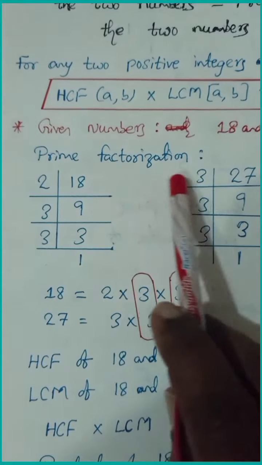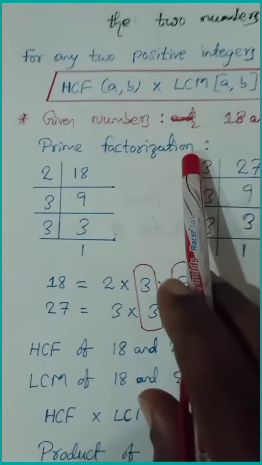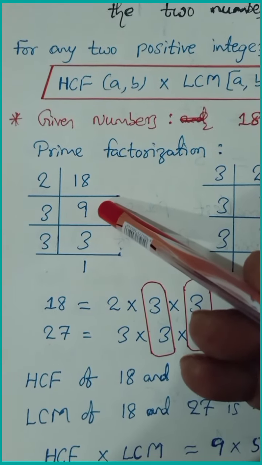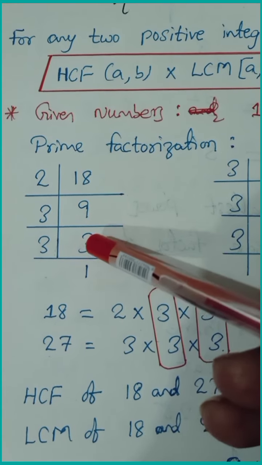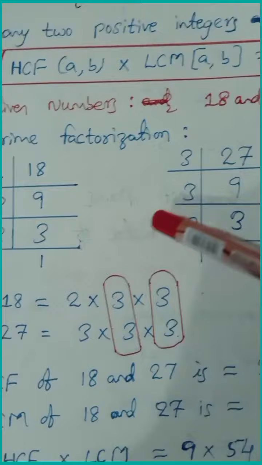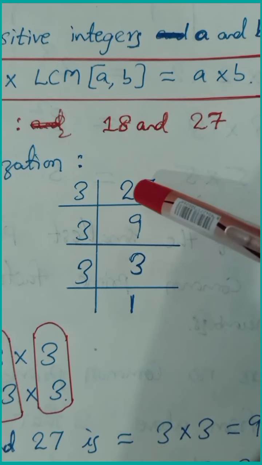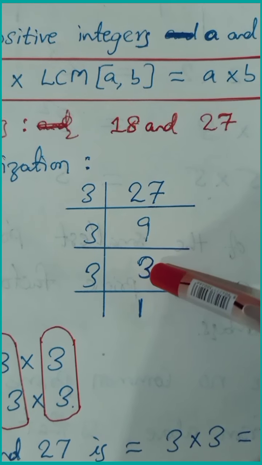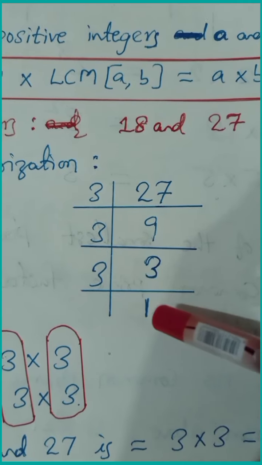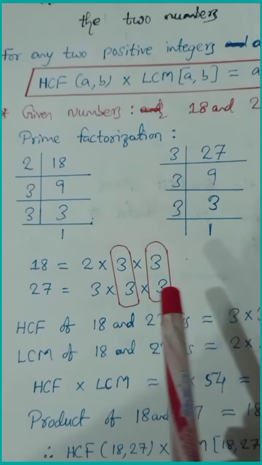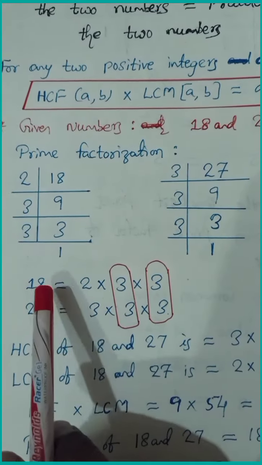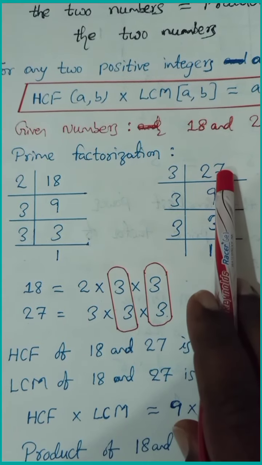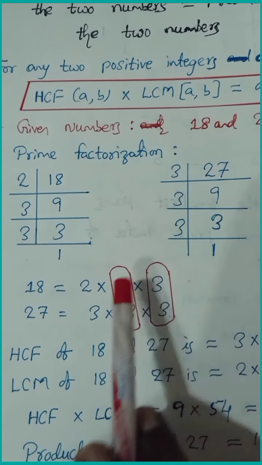Now prime factorization. First we take 18. 18 divided by 2 gives 9. 9 divided by 3 gives 3. 3 divided by 3 gives 1. Now the second number, 27 divided by 3 gives 9. 9 divided by 3 gives 3. 3 divided by 3 gives 1. So finally the prime factorization: 18 is equal to 2 into 3 into 3, and 27 is equal to 3 into 3 into 3.